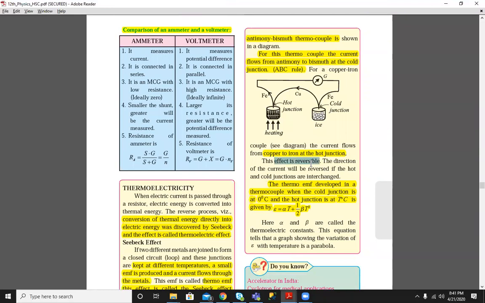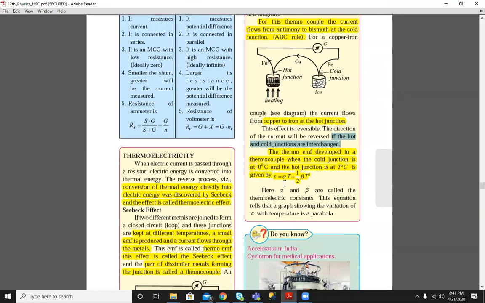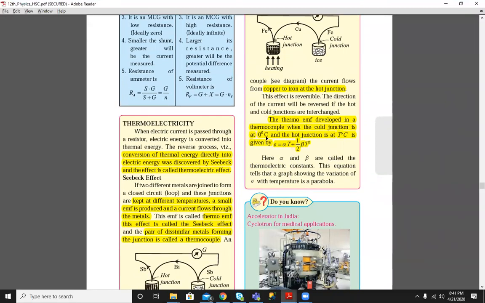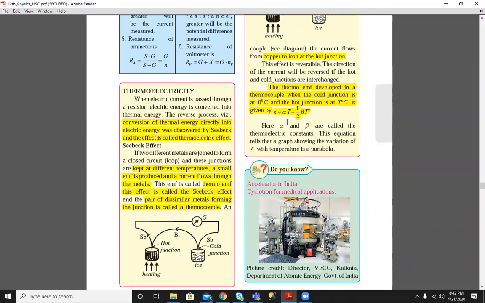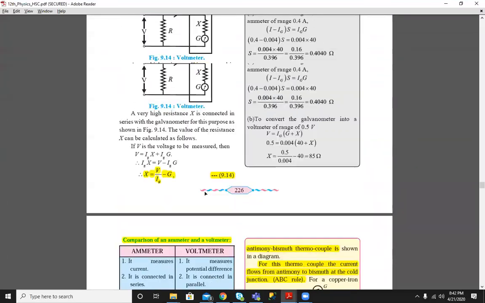This effect is reversible if we interchange the metals, or if the hot and cold junctions are interchanged. So the value of thermo EMF produced in this thermocouple can be given by this formula. If the cold junction is maintained at 0 degrees Celsius and the hot junction is maintained at T degrees Celsius, where alpha and beta are thermoelectric constants, these constants will be given. So we have covered the entire chapter.